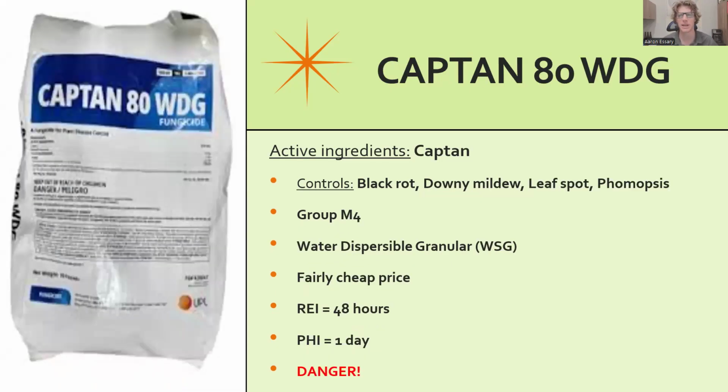Okay, Captan. I've heard of people using Captan. This one is Captan 80 WDG, which stands for water dispersed granular. I've never used Captan myself, so I'm just going off of what I've looked up. But it controls black rot, downy mildew, leaf spot, phomopsis. Those are common diseases. A group M4 mode of action.